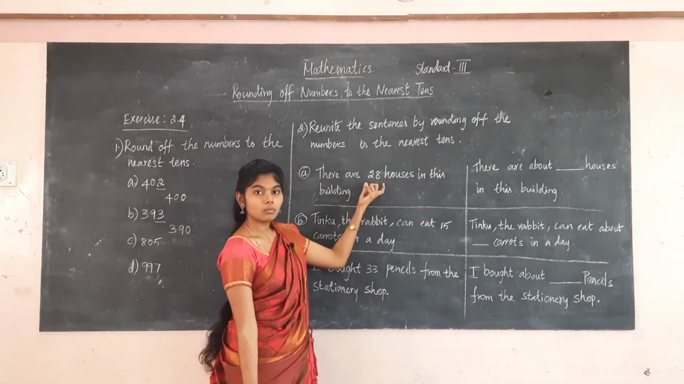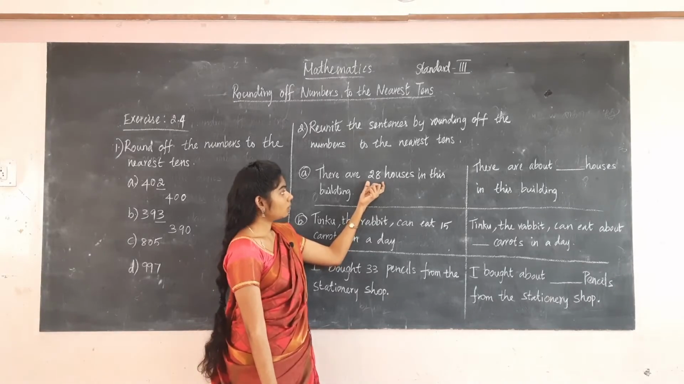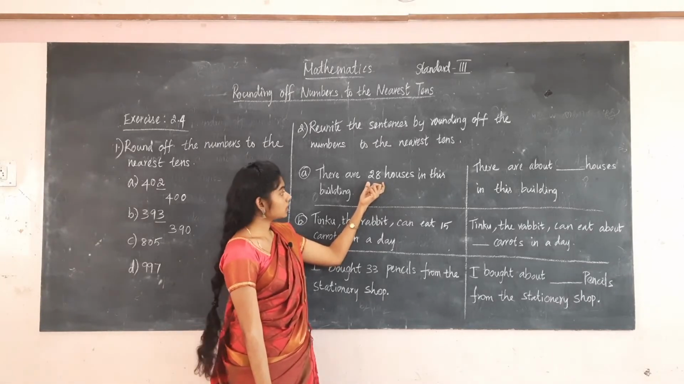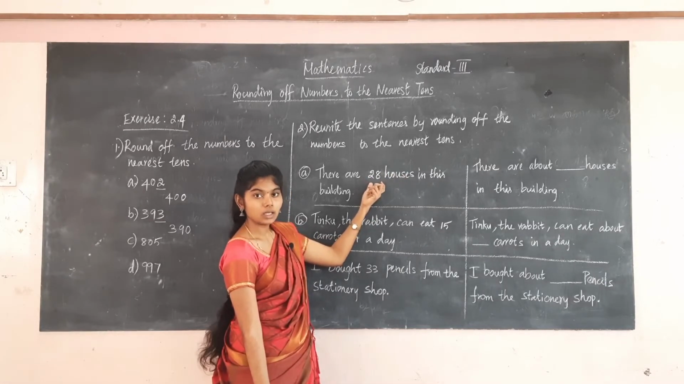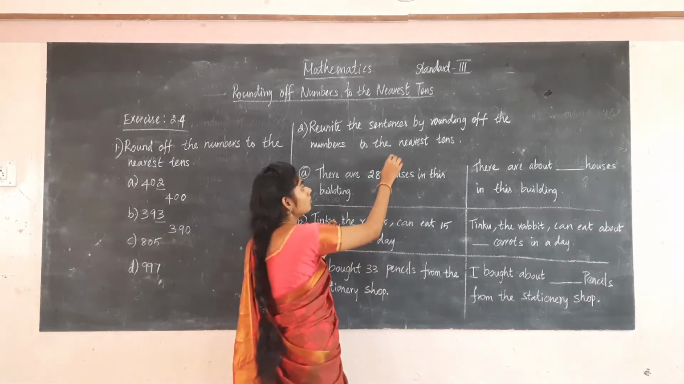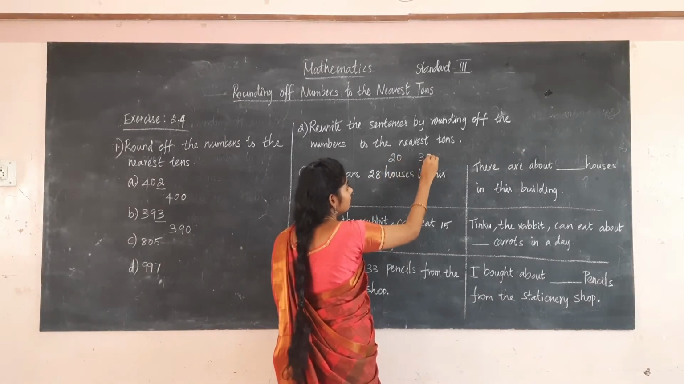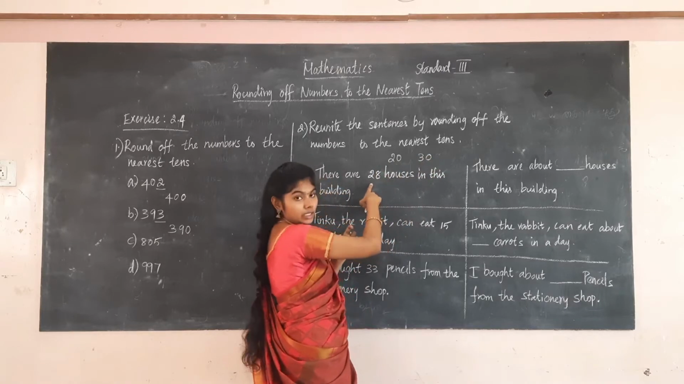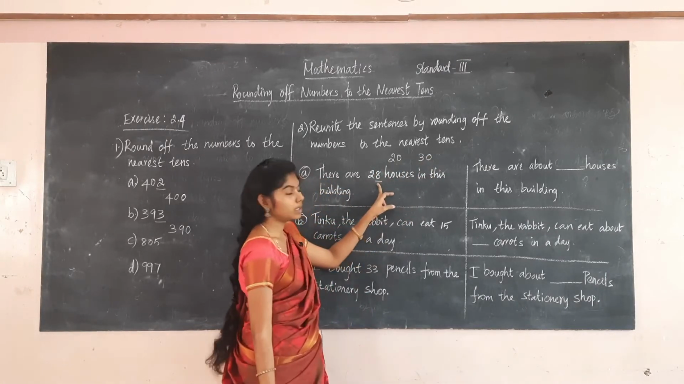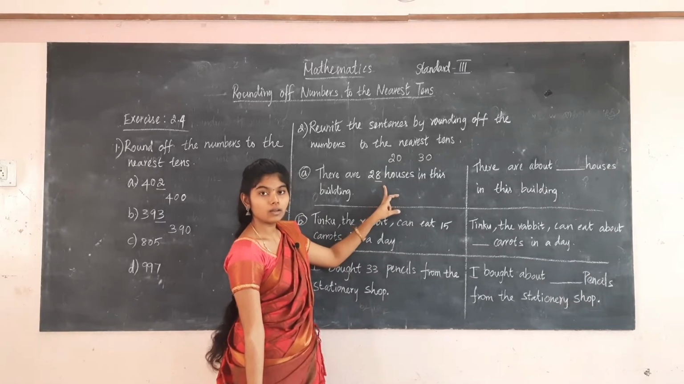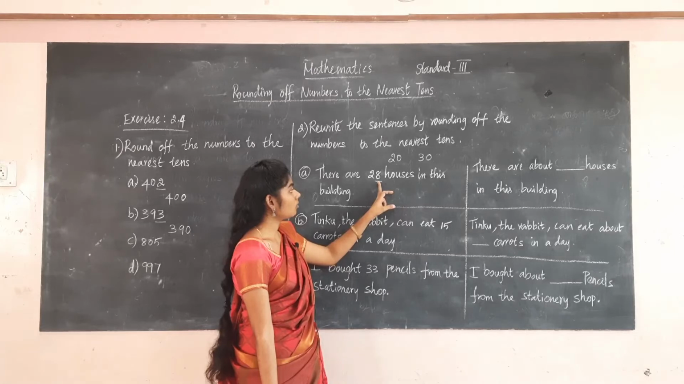So the 28, where is it nearest to? First check, the number is between what? Between 20 and 30. The number 28 is in between those 2 numbers, 20 and 30. In between these 2 numbers only 28 lies. So we have to check the ones place. It is greater than 5, more than 5. So 8 is given. What we have to do?